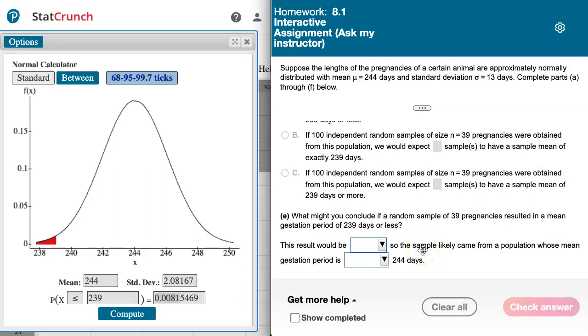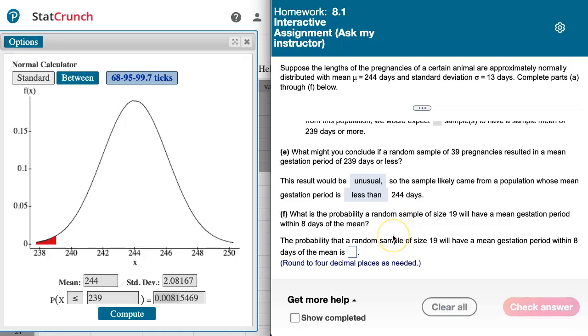In part E, we're asked to interpret the results of that probability yet again. When we're asked here, what might you conclude if a random sample of 39 pregnancies resulted in a mean gestation period of 239 days or less? Remember, that only happened once out of every 100, according to what we had calculated before. So that's very unusual. We would say this result would be unusual, so the sample likely came from a population whose mean gestation period is less than 244 days.